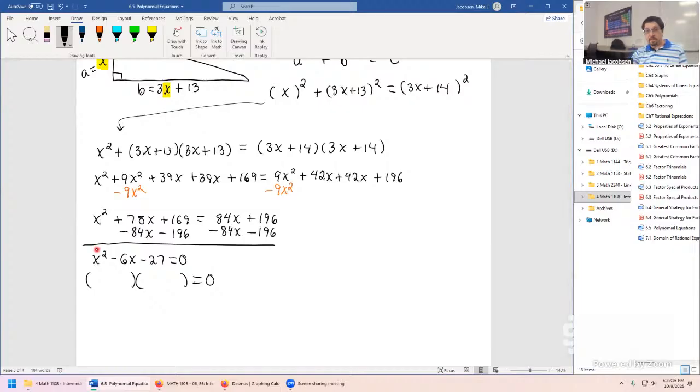X squared we can split up as x times x. For a negative here, that suggests a plus and a minus. And if we can figure out what goes in these last positions, we're home free. Anyone see any two good values that could work for these two?